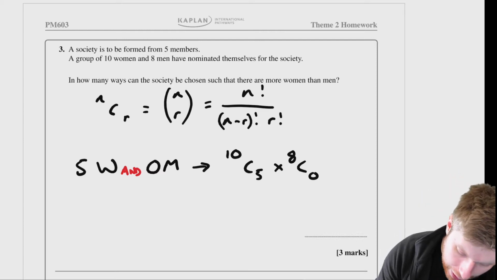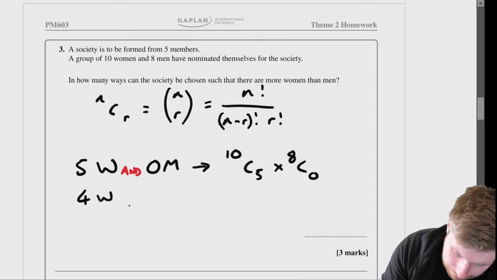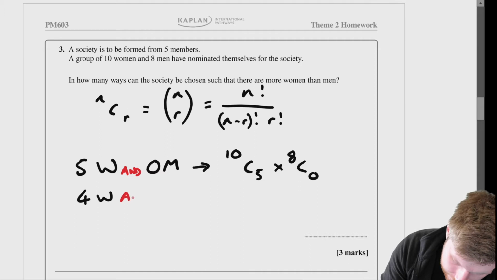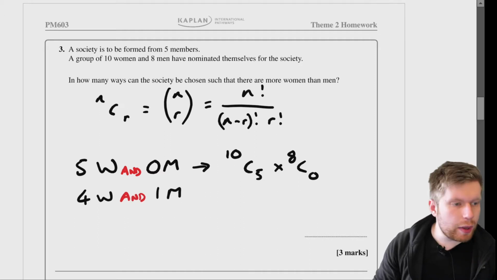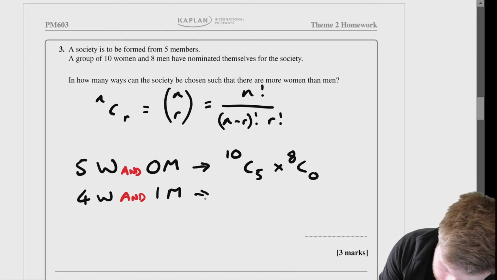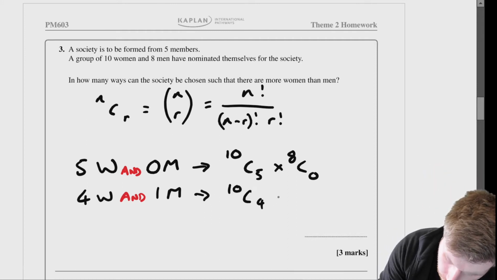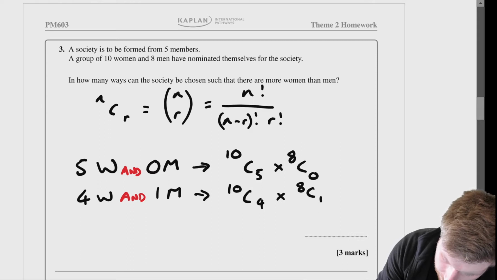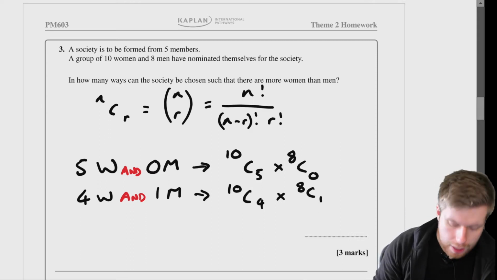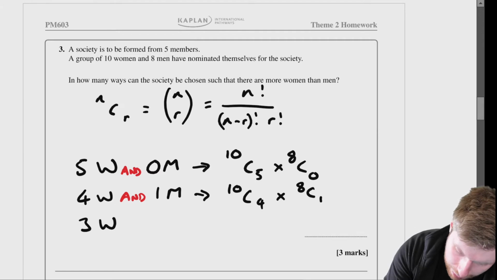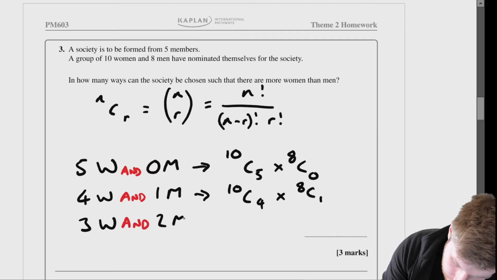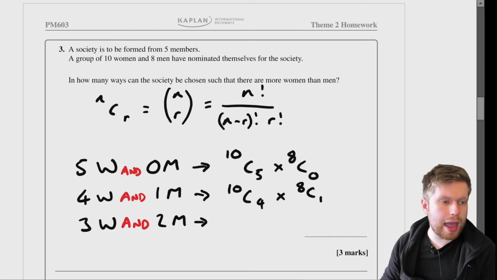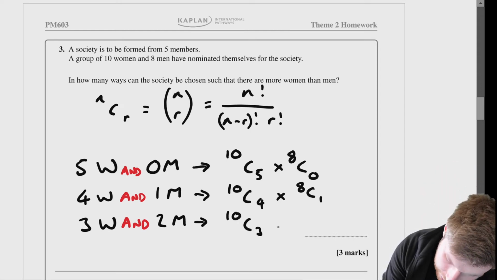Okay, fine. How else could it happen? Well, we could have 4 women and, again, so and 1 man. That is totally fine, isn't it? That would still be more women than men. So we start off with the 10 women, we choose 4 of them, and then we start off with the 8 men and we only choose 1 of them. How else could it happen? Well, we could also have 3 women and 2 men. That would also be fine because that would still be more women than men. So that's going to be 10 choose 3, times 8 choose 2.